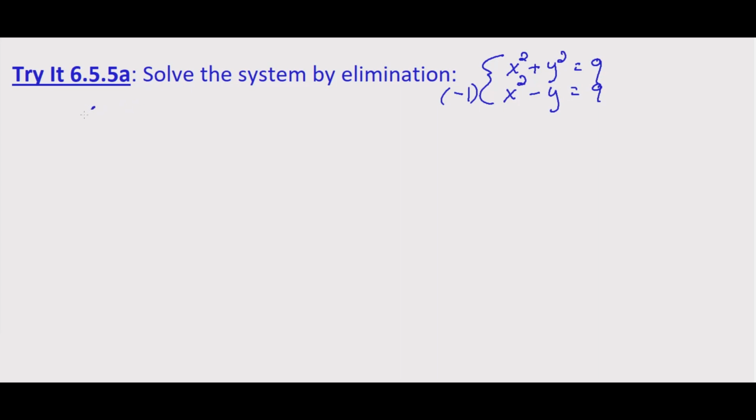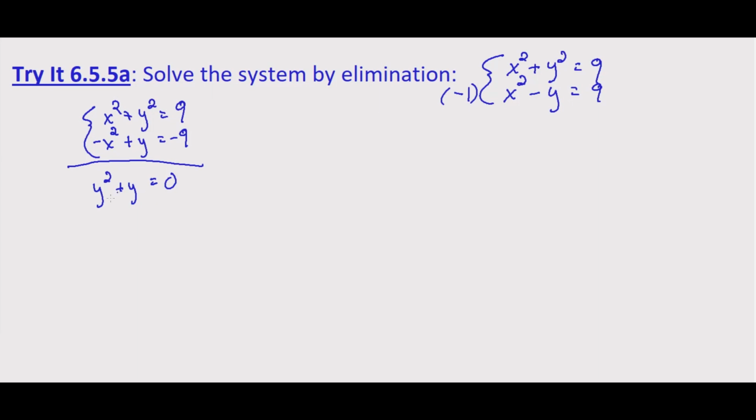That's going to leave us with the same first equation, x squared plus y squared equals 9. And then our second equation multiplied by -1, we're multiplying both sides by -1, would be negative x squared plus y equals -9. And now we'll simply add the two equations. x squared plus negative x squared, or x squared minus x squared, is 0. y squared plus y is going to be y squared plus y. And then 9 minus 9 is going to be 0.